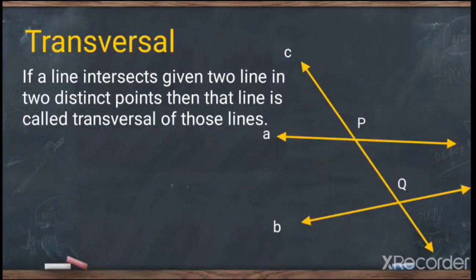It means here line C intersects two lines, that is line A and line B, at two distinct points, at point P and at point Q respectively. Therefore, this line C is a transversal of line A and line B.